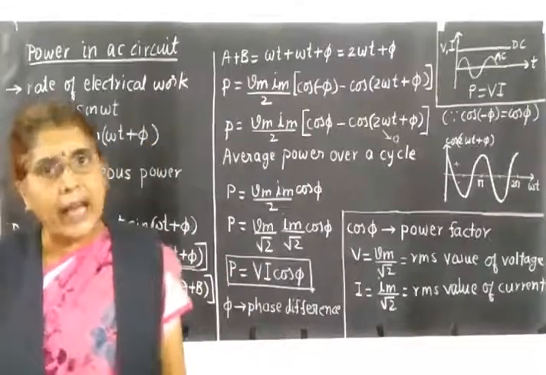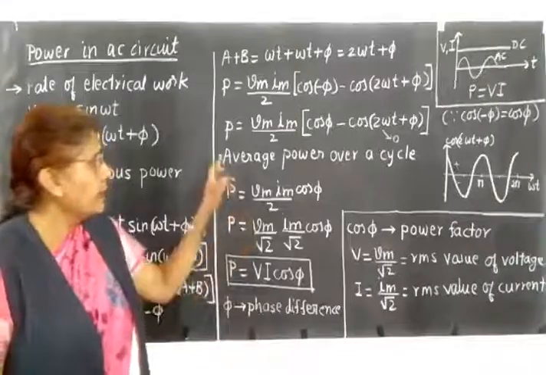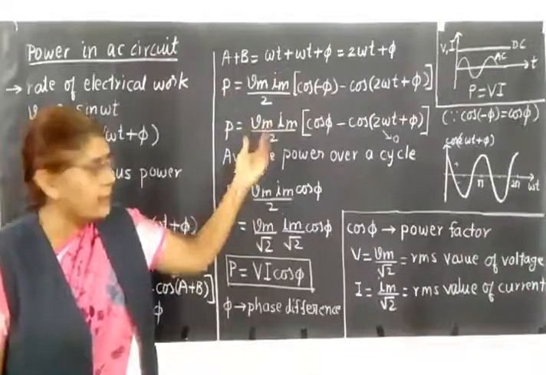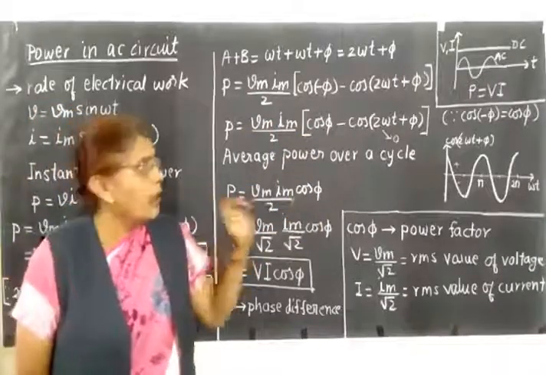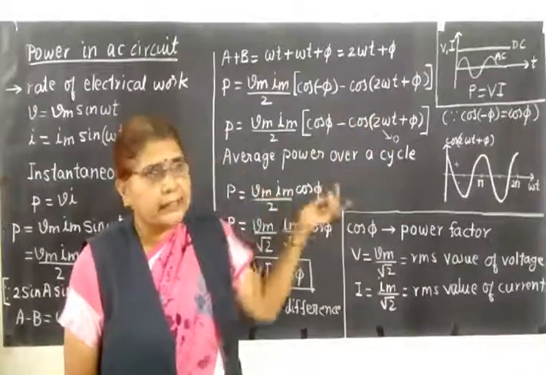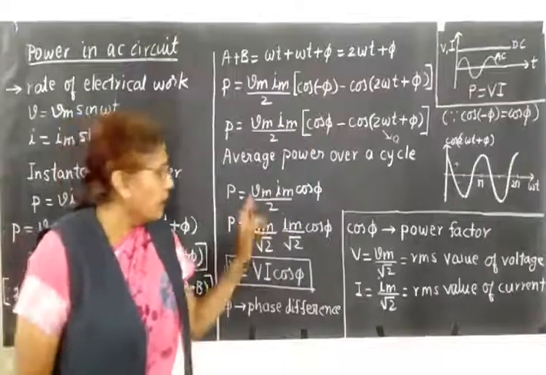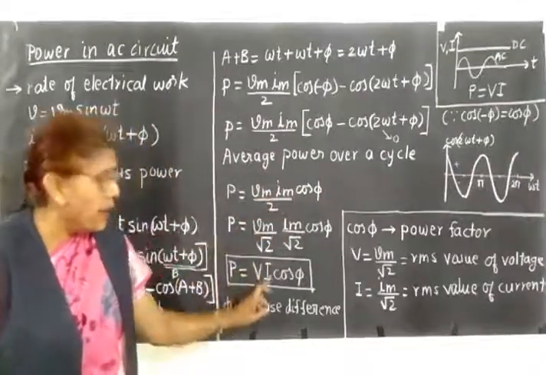Then we have found out the average power. If you take the average for one complete cycle, then the average power is capital P. This coefficient is constant and remains as it is. The first term remains constant, there is no change. Only the average of the second term for one complete cycle is 0, so this term becomes 0. So we are left with only the first term. Then for Vm Im upon 2, we can write it as VI cos phi.